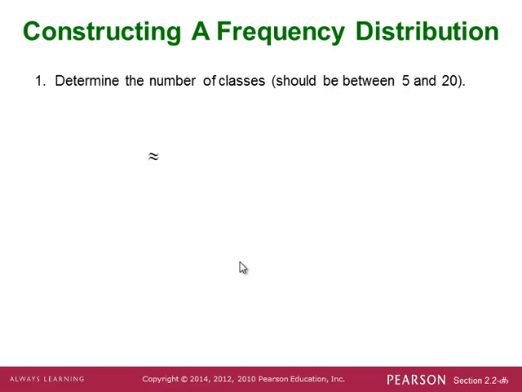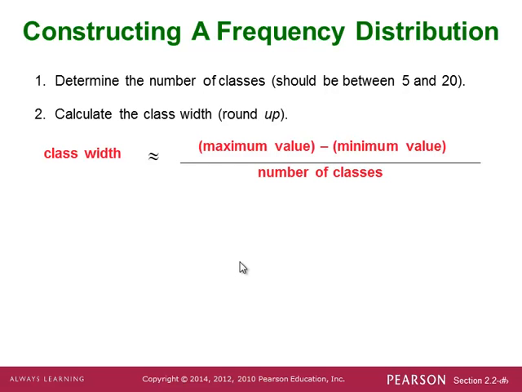It doesn't have to be 10. It depends on how much detail you want. If you've got a huge data set and you want some detail to it, I would say go closer to 20. If you've got a relatively small data set and you don't care about a whole lot of detail, then make it closer to about 5 or 6 or 7. So you decide.